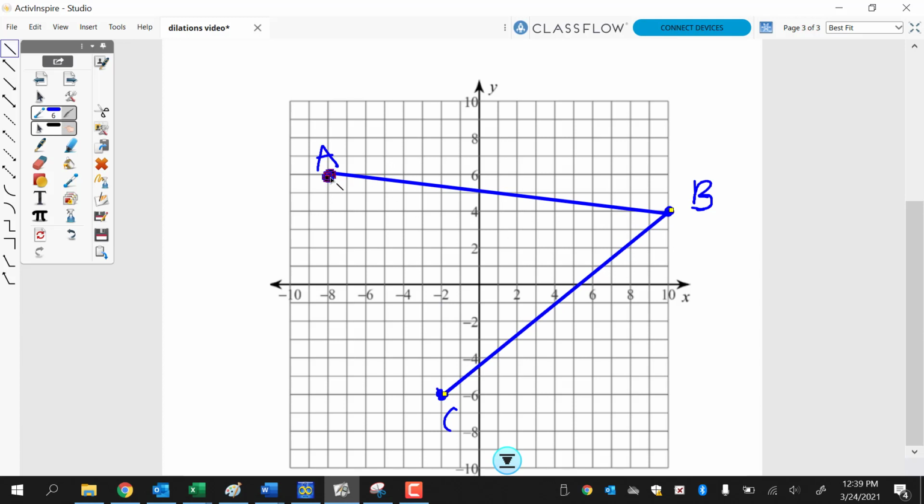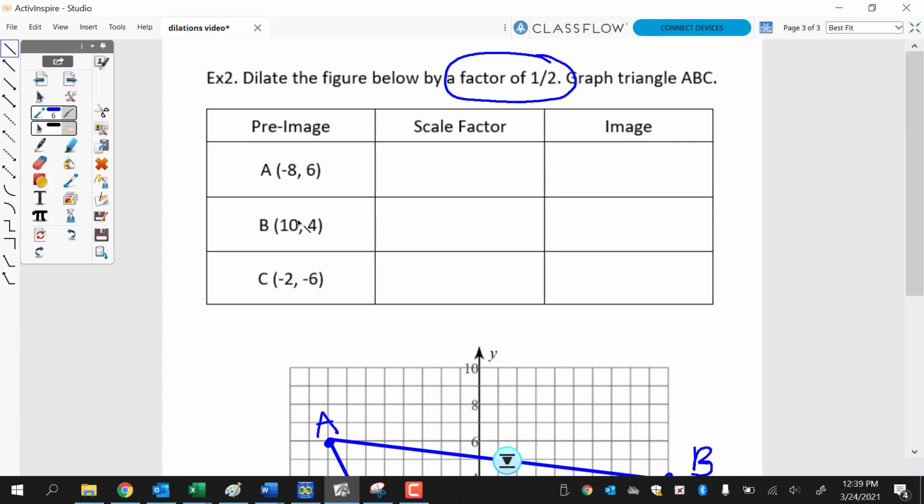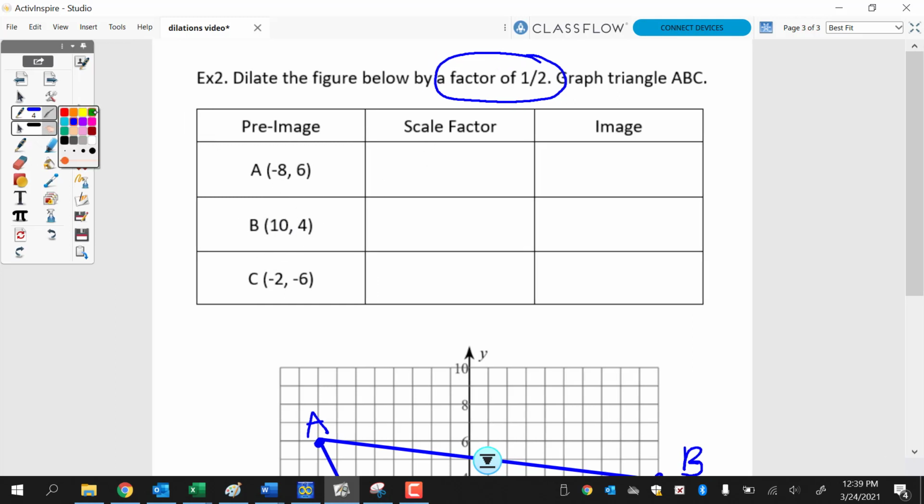So we're still going to do the same thing. Now, when you're doing this in formative, they're not going to give you these points. They're going to give you the picture and ask, what are the points? You have to write those down first before you can multiply. So next step, we are multiplying.